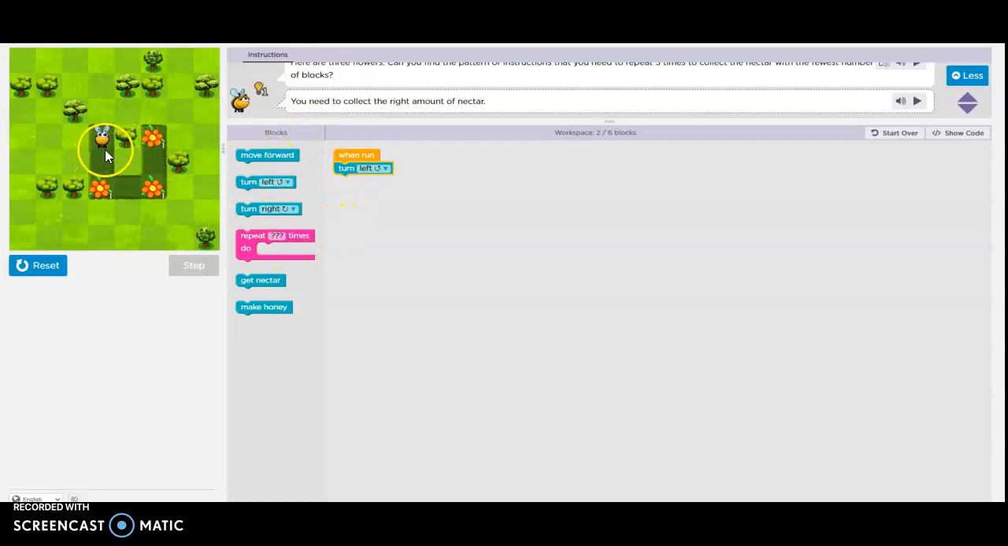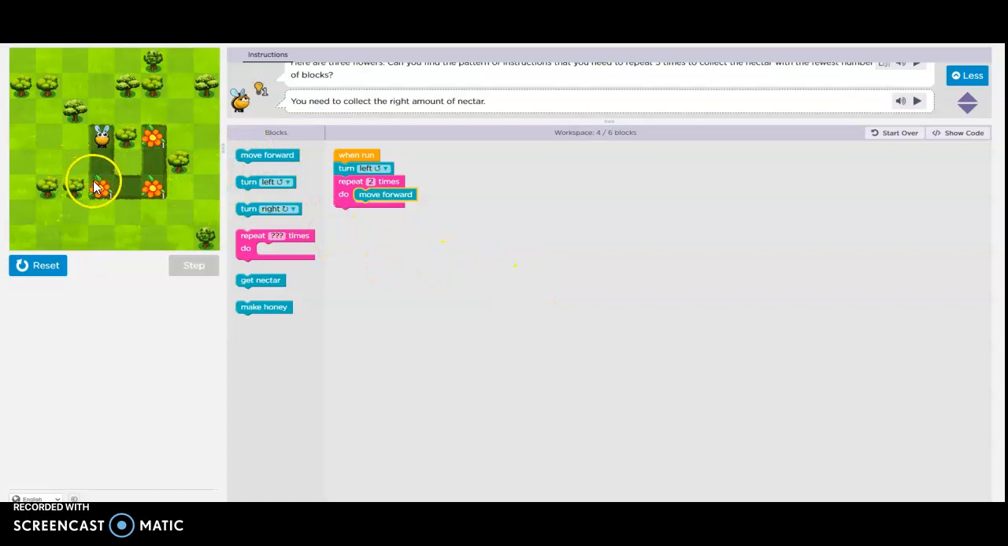And now these little areas are just for your help. Each move forward block equals to each one of these. So that 1, 2 would equal this one. So instead of using this one again and again, we just get the repeat block, do it twice, and put a move forward block.